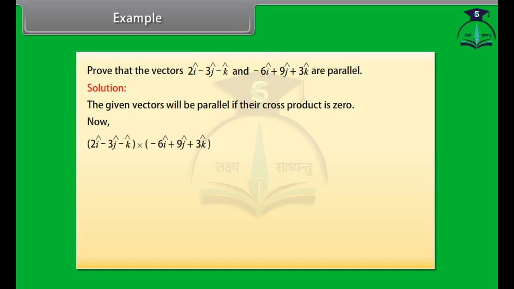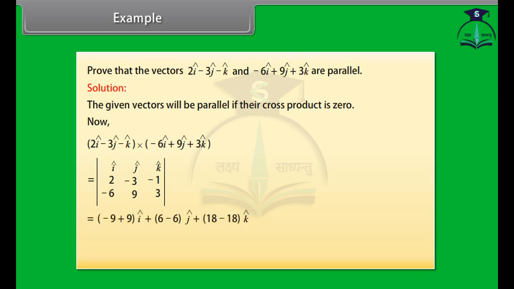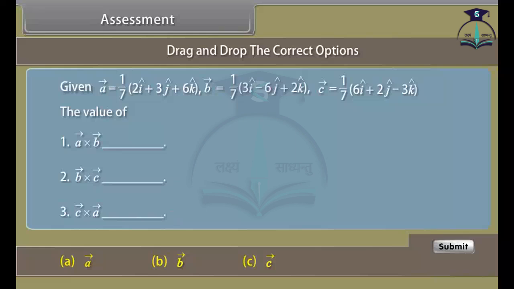Now, 2 cap i minus 3 cap j minus cap k cross minus 6 cap i plus 9 cap j plus 3 cap k equals determinant of row-wise first row cap i, cap j, cap k, second row 2, minus 3, minus 1, third row minus 6, 9, 3, which equals minus 9 plus 9 cap i plus 6 minus 6 cap j plus 18 minus 18 cap k, which equals 0. Hence proved.